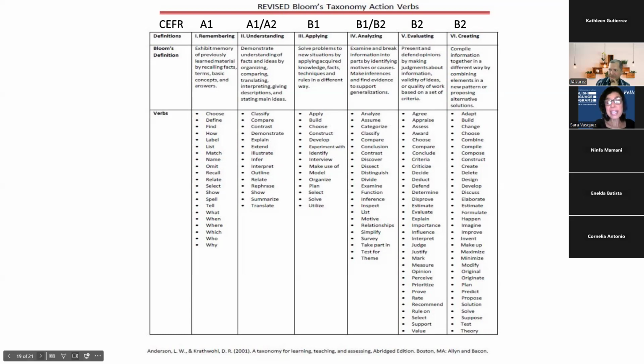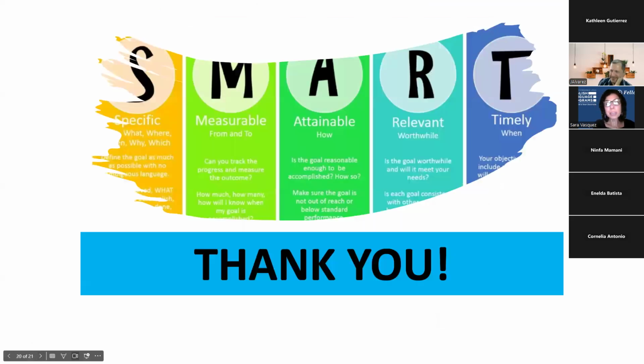And we're going to look at Bloom's taxonomy. That's what that's for. And so that was a little preview.